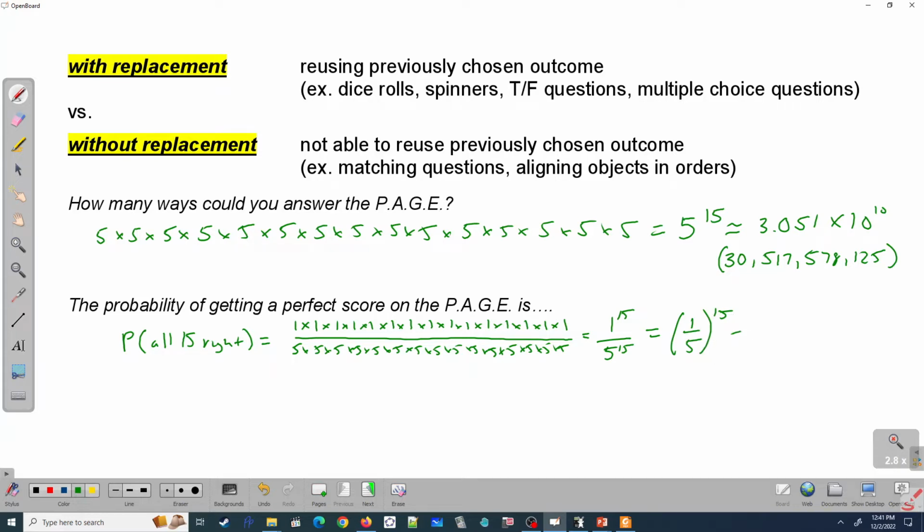So again, we're saying literally you have a 1 in 30,517,578,125 chance of doing this.